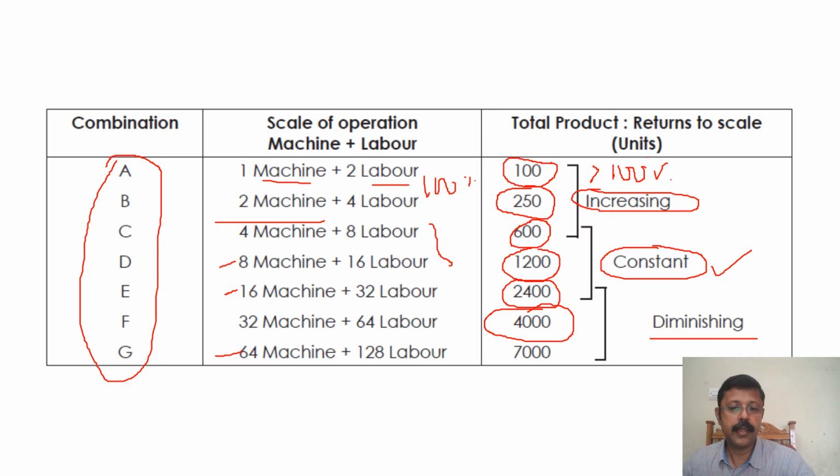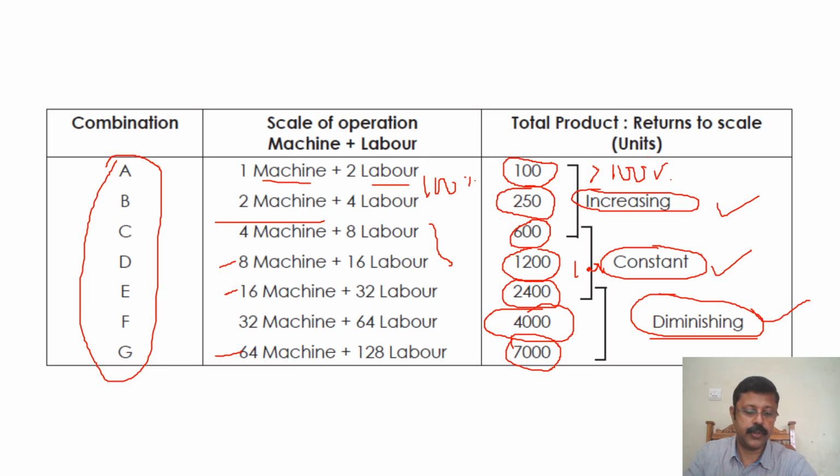When you double it, the output has increased, but not at a proportionate level. Here at least we had a 100% increase. Here we have got less than a 100% increase. So this is called diminishing returns. So there are 3 stages in the law of returns to scale: increasing returns, constant returns, and diminishing returns. This is called the law of diminishing returns. So you might have already noted the difference between the law of variable proportions and the law of returns to scale.